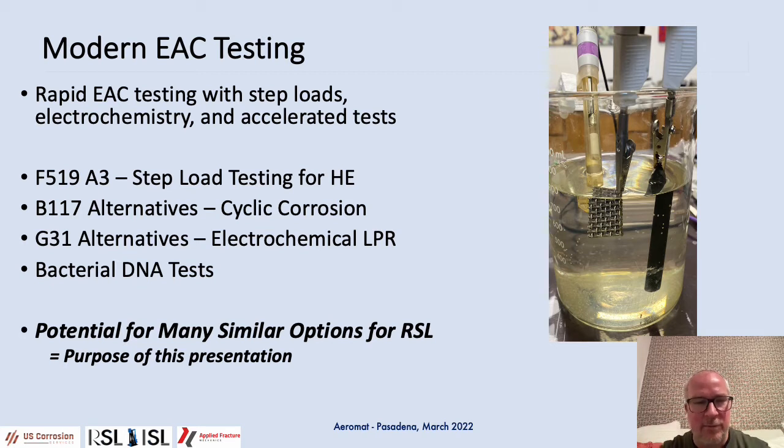With ASTM G31 type of tests, which require immersion for sometimes weeks or months, you can replace many of these tests with electrochemical testing, such as linear polarization resistance. And for evaluating microbial corrosion, we can now use bacterial DNA tests that give us results in a matter of hours or days instead of having to wait much longer for bacterial growth tests to be completed.